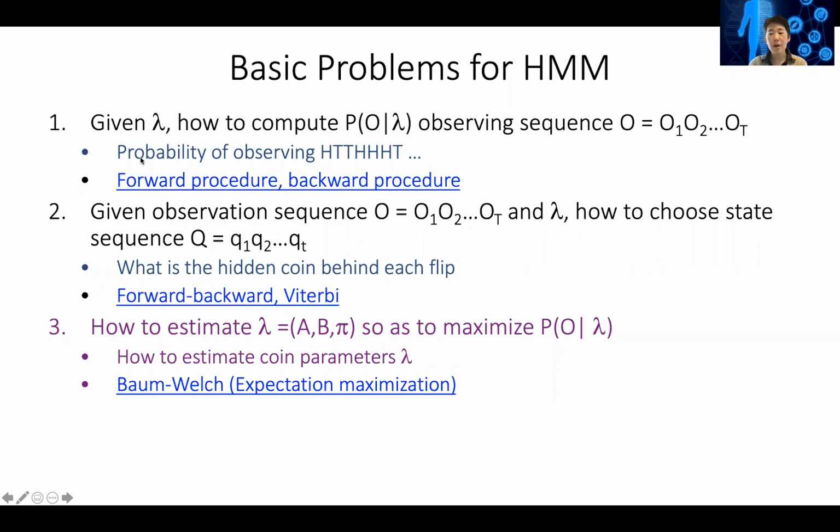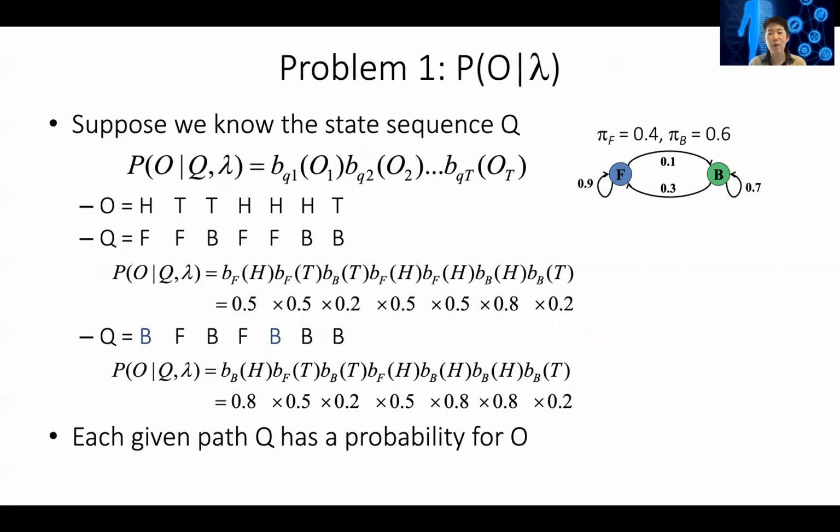For example, if we know there is a fair coin and a bias coin, if we know the initial probability, transition probability, and emission probability, can we calculate the probability of seeing a string of coin flips, such as head, tail, tail, head, head, head, tail? For that, there are two computational procedures that can achieve this answer. But first, let's think about how we want to solve this problem.